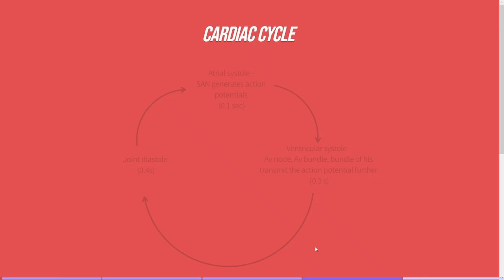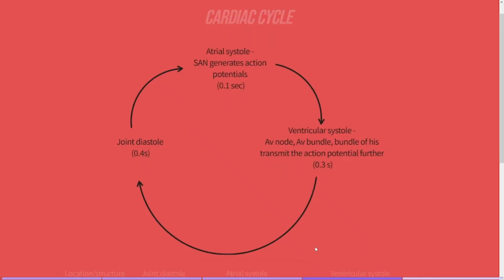Next, another important topic is the cardiac cycle. So the cardiac cycle starts with atrial systole, which lasts for 0.1 second. The SA node generates action potential. Then there is ventricular systole, in which the AV node, AV bundle, and bundle of His transmit this action potential further. And then there is joint diastole, which is the longest, which lasts for 0.4 second. Totally, the cardiac cycle lasts for 0.8 seconds.